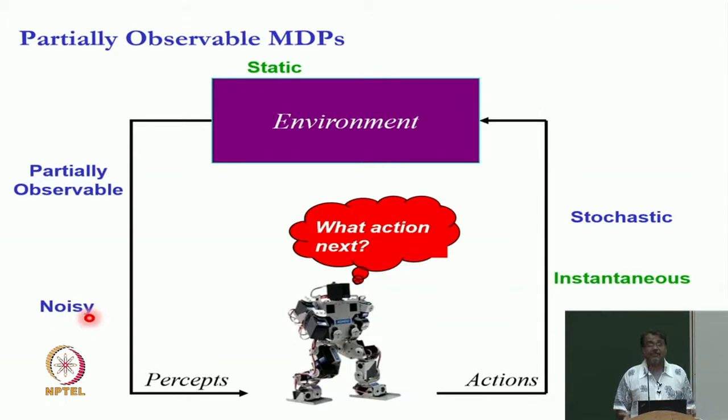Now, what happens is that I do not know the state, and if I do not know the state, then what do I know? I know some probability distribution over states. I do not know exactly where I am, but I have some distribution of where I may be.